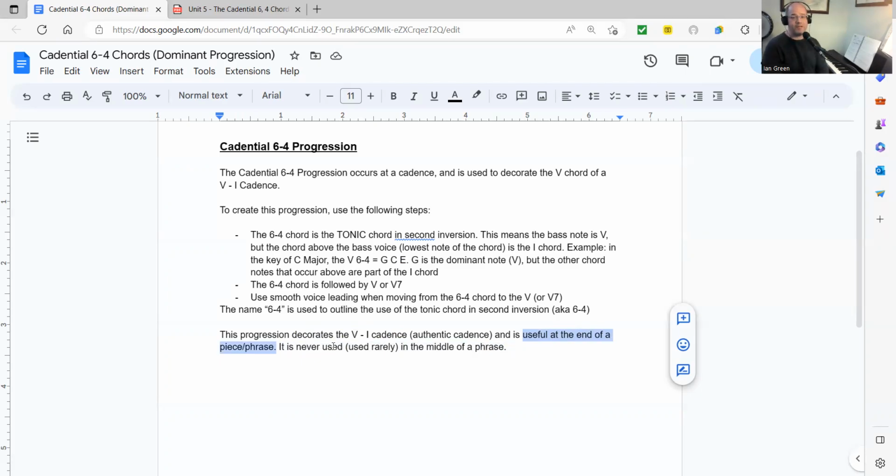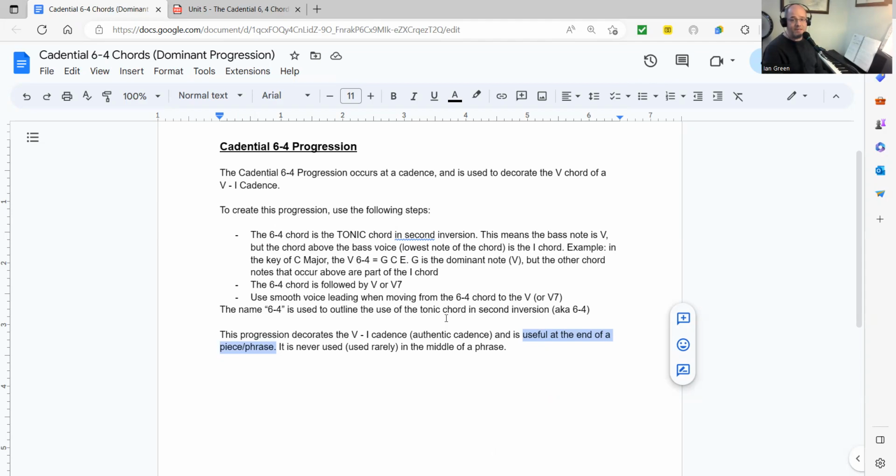It is very rare to use this in the middle of a phrase. Sometimes we can use this at the end of a phrase, in the middle of a piece, but the best place to use this progression is at the end of a piece of music, because there's a really nice sound that is created, which is kind of almost like a final musical statement that finishes off a piece.